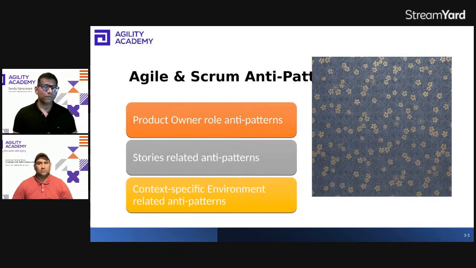Context specific environment related anti-patterns. So many times it happens that your team has embarked on the journey, but there are certain players, certain people or certain teams who are not at that level. So how to deal with such situations where you might have some manager or leader who is trying to micromanage essentially, or there are people who are coming and disrupting your sprint goal. So how to protect your team, or if your team members are blocked, what kind of things are required? So these are the anti-patterns broadly speaking.